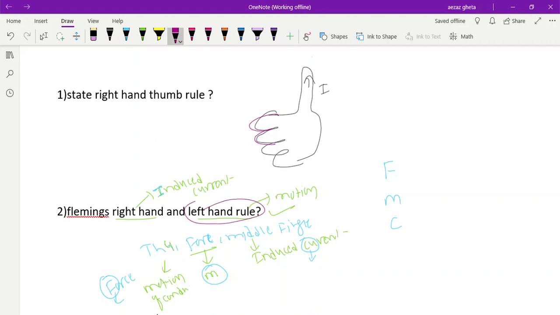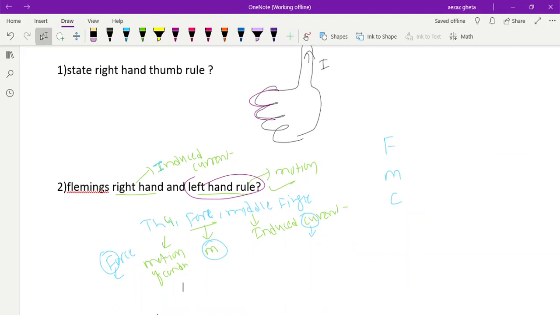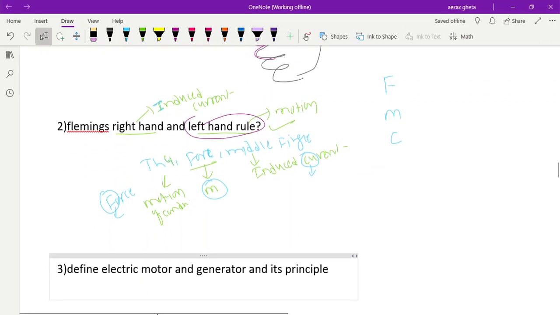Left hand rule works the same way. Stretch the thumb, forefinger and middle finger of your left hand in such a way that they are mutually perpendicular to each other. Thumb gives the direction of force acting on a conductor, forefinger gives the direction of magnetic field, and middle finger gives the direction of current. Just write current.